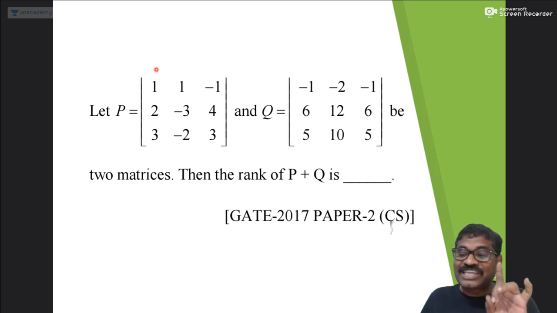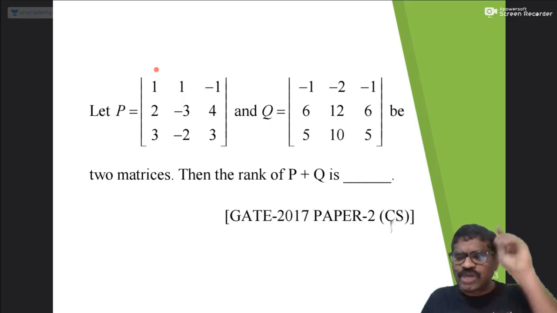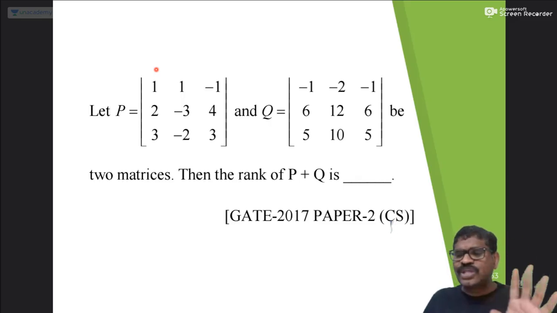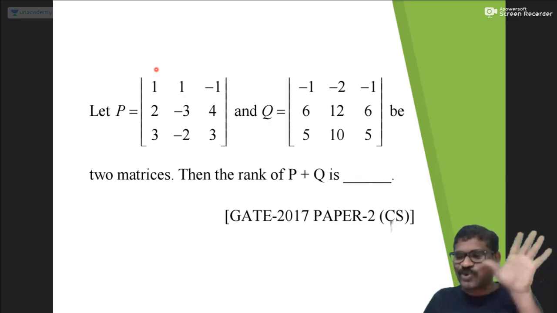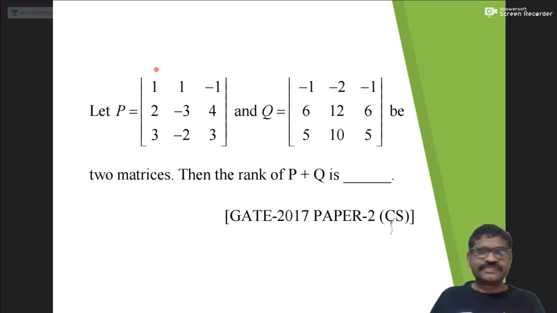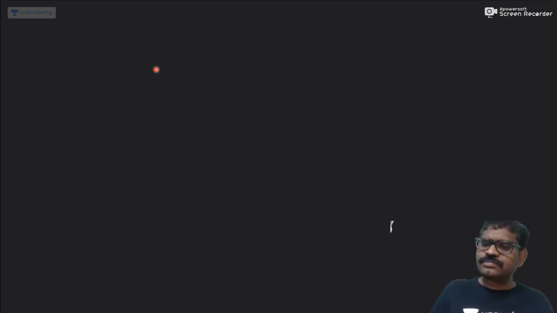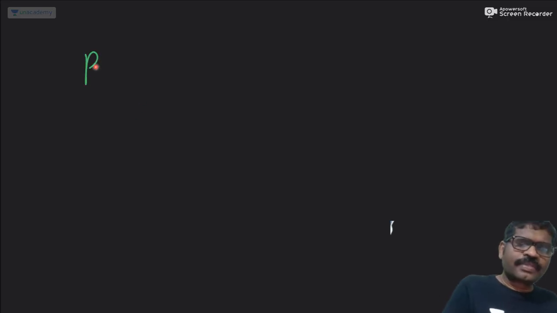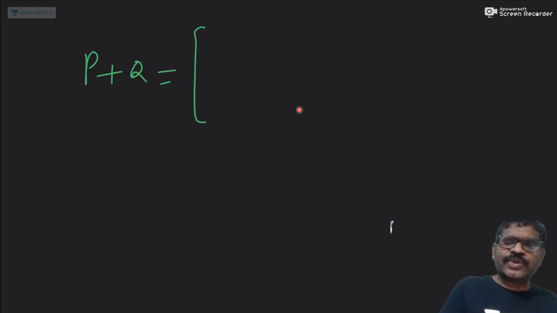Rank of P plus Q is less than or equal to rank of P plus rank of Q. So less than or equal. That's why you should not calculate rank of P separately and rank of Q separately. I am talking about that point only. You have to calculate first P plus Q. Remember.